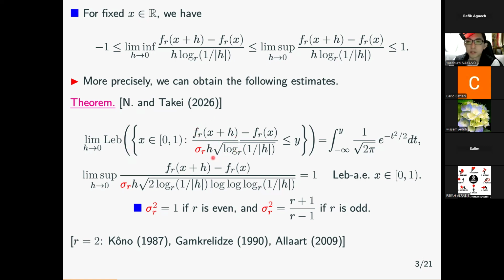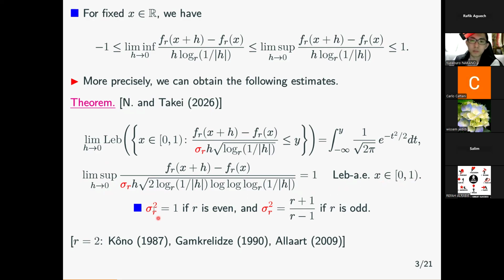The increments divided by this term, measured by Lebesgue measure, converge to the limit distribution function of the standard normal. And the increments divided by this term: the limit superior of this term converges to 1 for Lebesgue almost everywhere x.